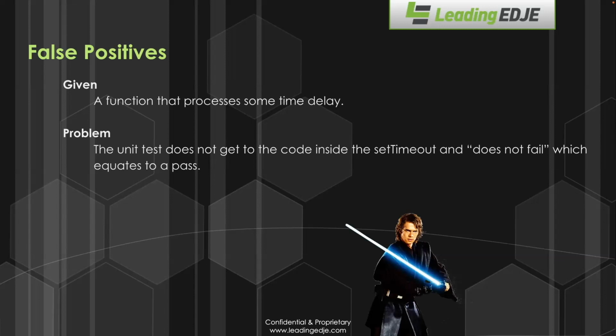So false positives. If we're given a function that processes the time of day, the unit test doesn't get to code the test inside a setTimeout or something like that, it's possible it couldn't fail, or it may not fail ever. This equates to a pass. So, sorry, I said time of day, I meant time delay. Okay. setTimeouts can cause all kinds of problems if you're not careful. These occur in a couple of cases, false positives, that is, not just setTimeout timing delay, but when we forget to write an expect. A lot of test suites will warn when there's no expect within a particular test.